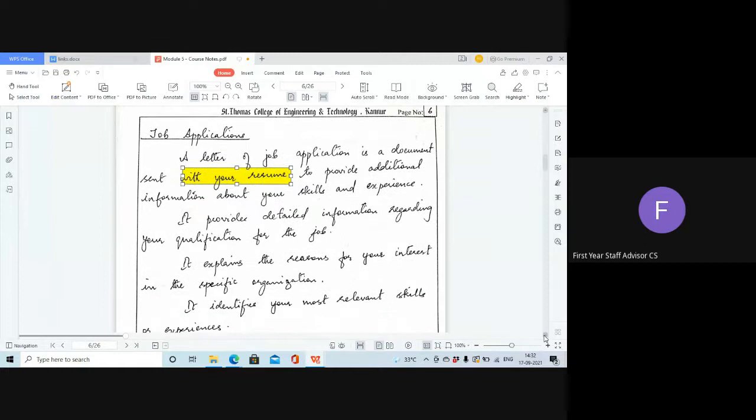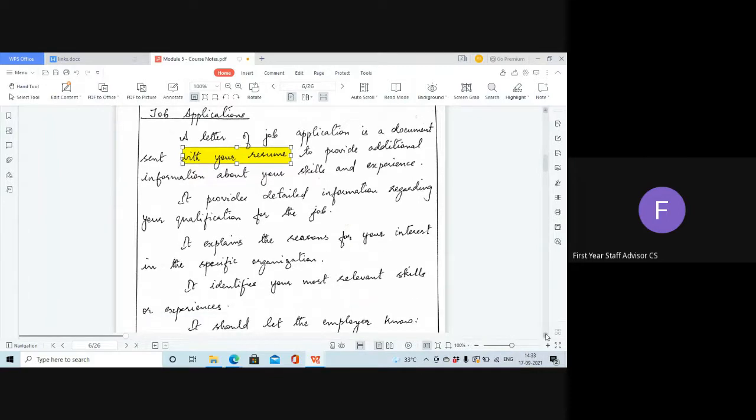This provides additional information about your skills and experiences. So you attach an application letter to indicate what skills or experiences you have in addition. It provides detailed information regarding your qualification for the job. It is a summary of all the qualifications that you have gained so far when you are applying for a particular job, and it explains the reason for your interest in a specific organization.